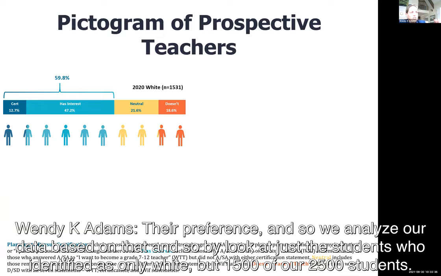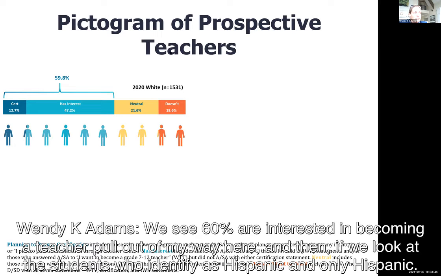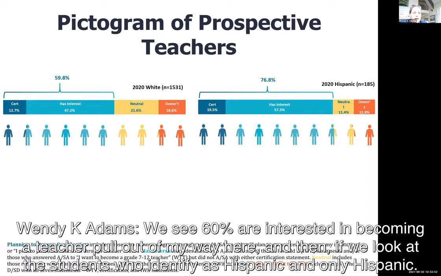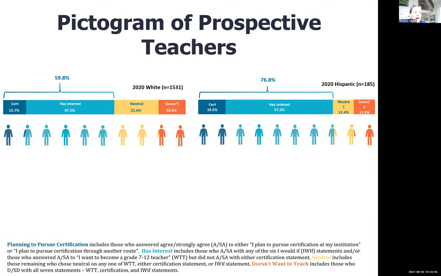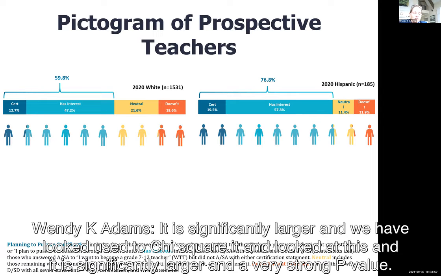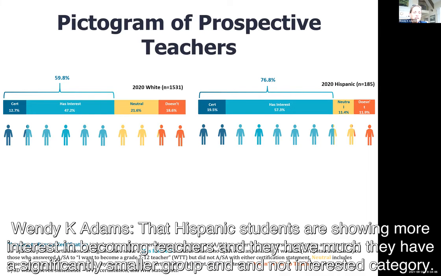And so if I look at just the students who identified as only white, that's 1500 of our 2500 students, we see 60% are interested in becoming a teacher. So let me move my poll out of my way here. And then if we look at the students who identify as Hispanic and only Hispanic, it is significantly larger, and we have used a chi-squared and looked at this, and it is significantly larger at a very strong p-value, that Hispanic students are showing more interest in becoming teachers. And they have a significantly smaller group in the not interested category.